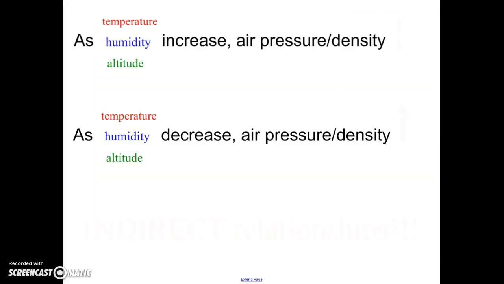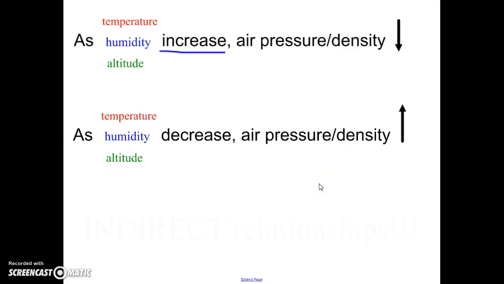So quick recap, if the temperature or the humidity or the altitude increases, the air pressure and the density is going to decrease. However, if the temperature goes down or the humidity goes down or the altitude goes down, then the pressure and the density will increase.